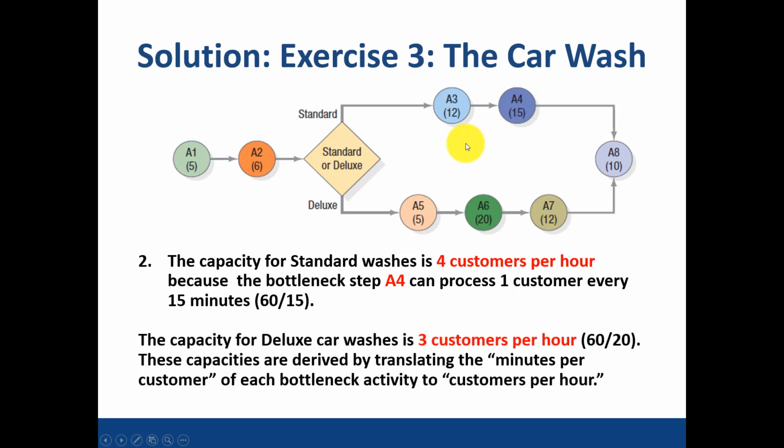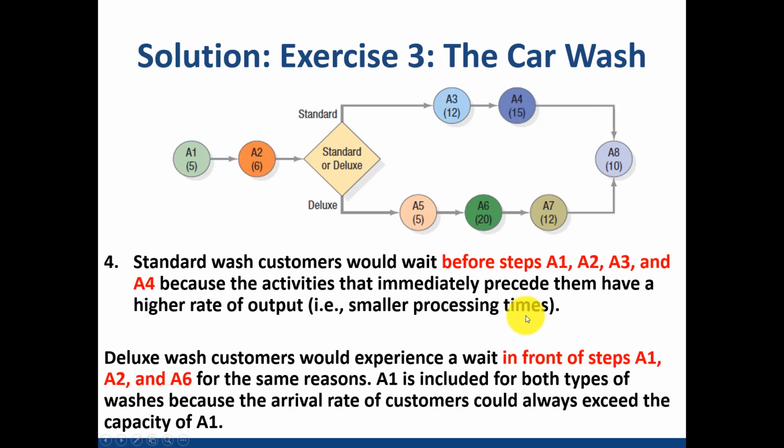And this is the same logic we will also apply to deluxe. This is the slowest. It takes 20 minutes per car. So every hour we can only process 3 customers an hour, which is what we have here. 60 divided by 20. Okay, so quite simple. We have seen this before on the previous examples. Okay, so now what about the waiting lines?